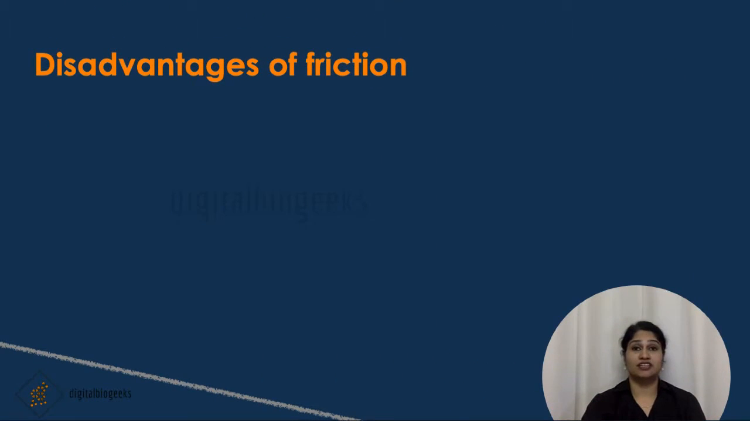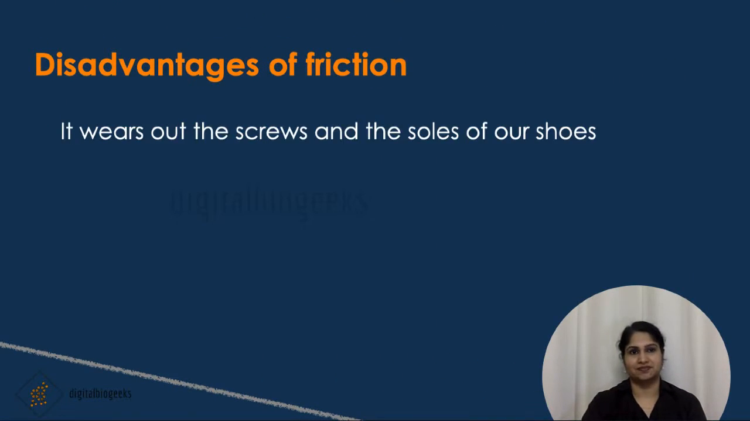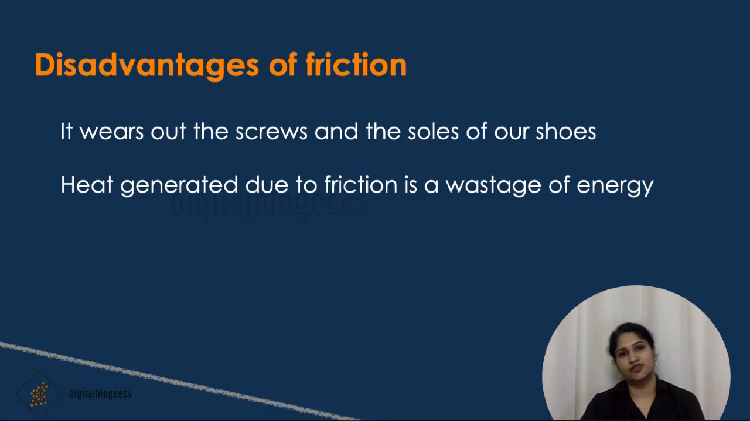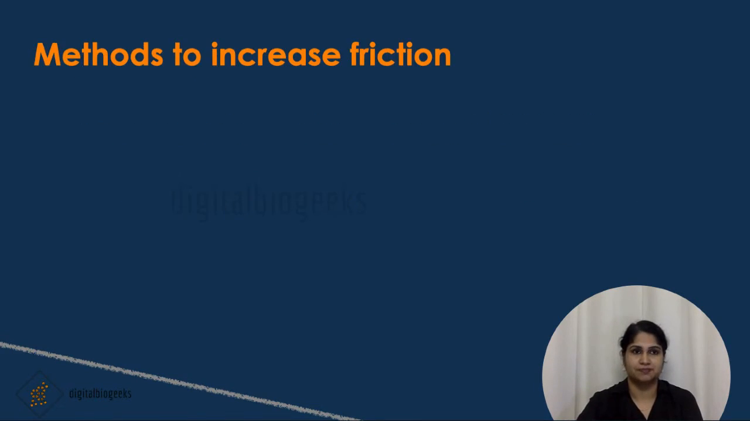Now let's learn about the disadvantages of friction. It wears out the screws and soles of our shoes. Heat generated due to friction is a wastage of energy. For example, when we run the mixer for a few seconds or few minutes, it becomes hot. This is a wastage of energy and it will reduce the efficiency of the machines.